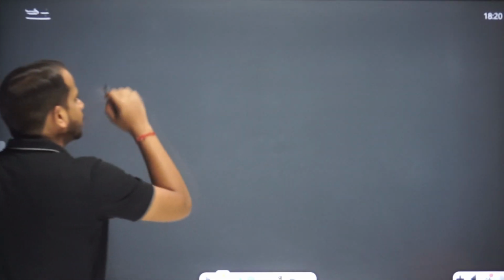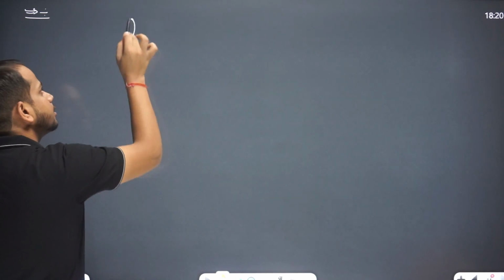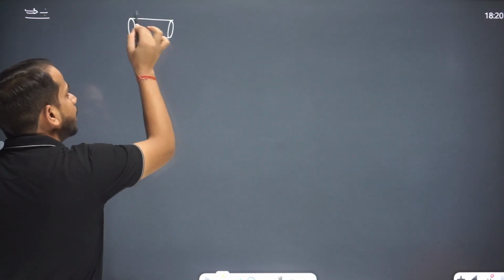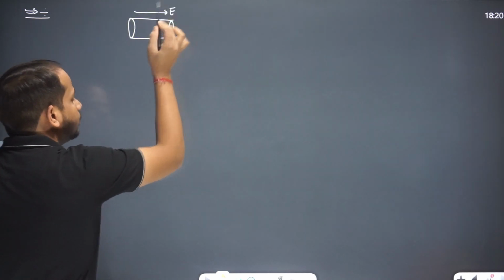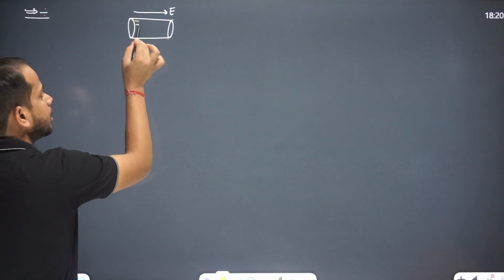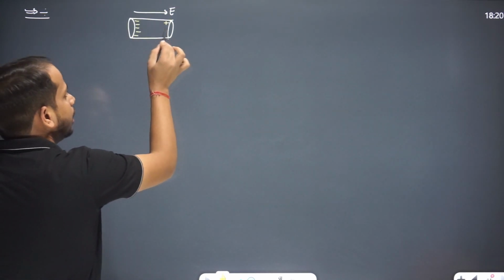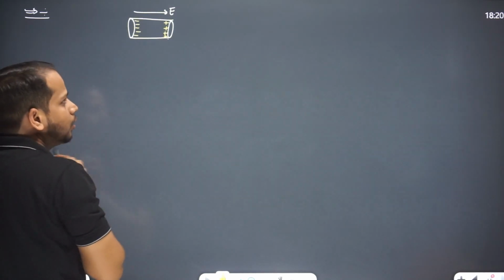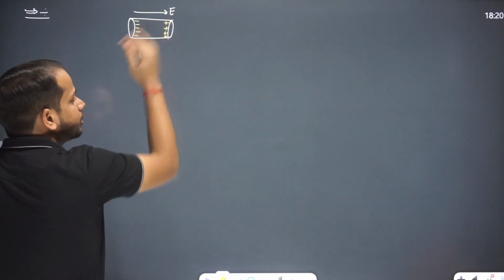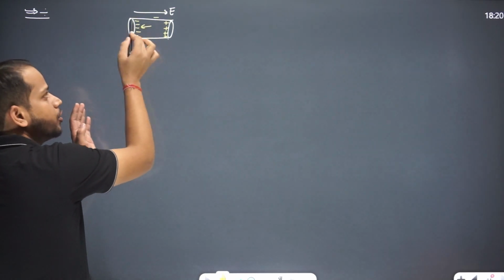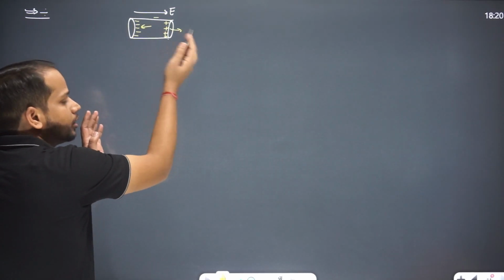So what will happen with the conductor? Say this is the conductor we have, and we have applied the external electric field. You know about this one. A minus charge is accumulated over here, and a plus charge is accumulated over here. Why are they accumulating here? Because on the electrons a force is acting in the opposite direction, and on the plus charge along this direction.